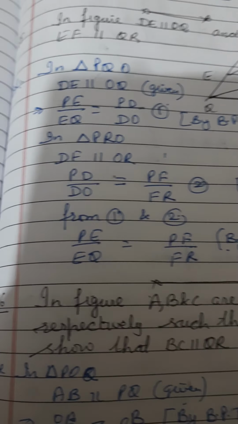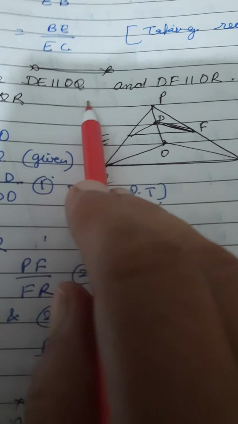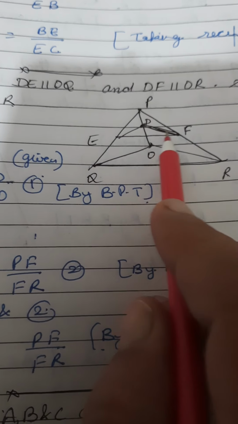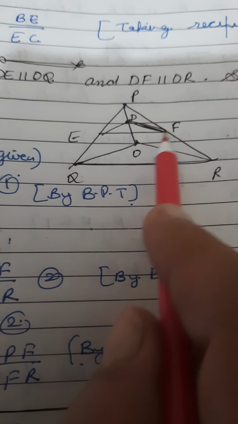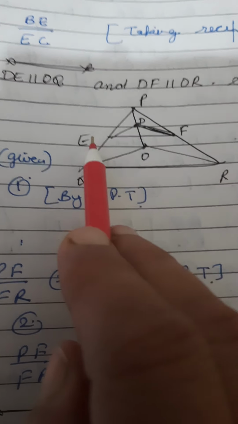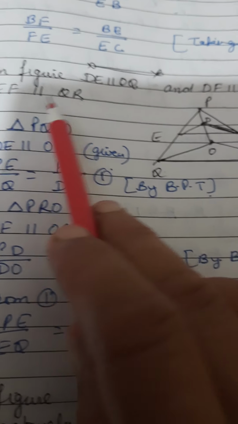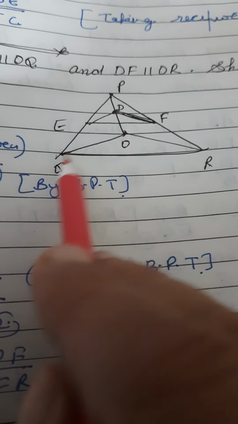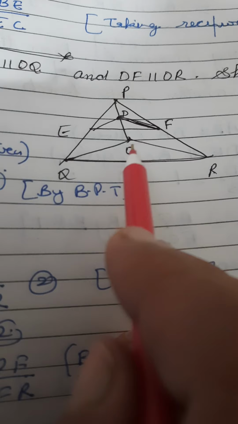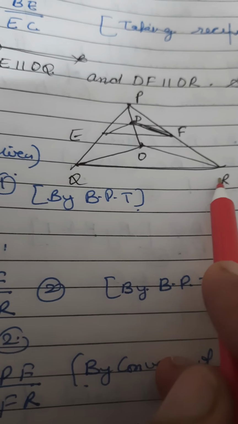Then the next question is question number 5. In the figure, DE is parallel to OQ. See here, DE is parallel to OQ and DF is parallel to OR. Then we are to prove that EF is parallel to QR. In this figure, it is given DE is parallel to OQ and DF is parallel to OR, and we are to prove that EF is parallel to QR.